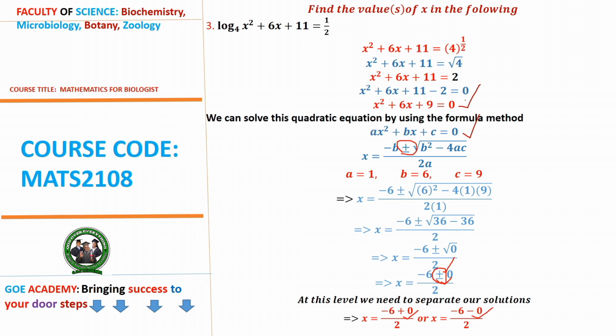And if we further simplify, negative 6 plus 0, anything plus 0 is the same thing. So negative 6 divided by 2 should give us negative 3. So you see that the value of x will be equal to negative 3, or on the other side it will still be negative 3. So these are double roots. We have double roots in this case.